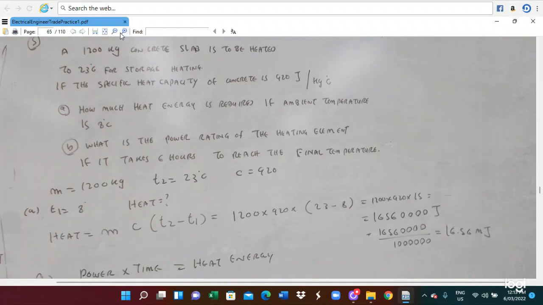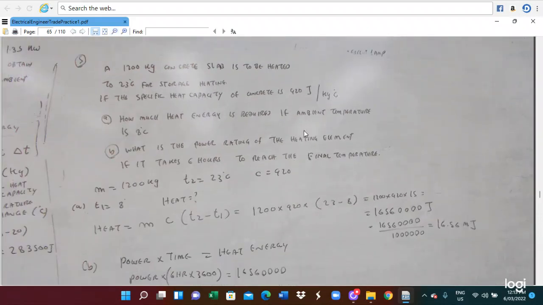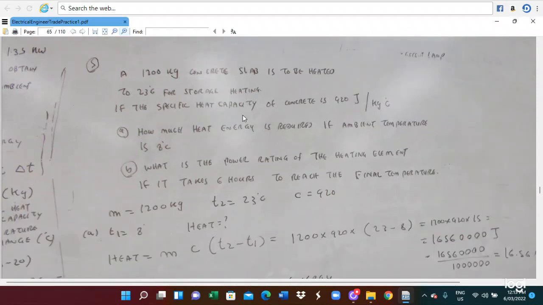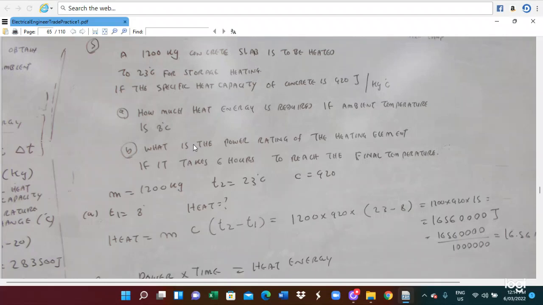And then another problem is a 1200 kilogram concrete slab is to be heated to 23 degrees from the storage heating. If the specific heat capacity of concrete is 920 joules per kilogram degree centigrade, how much heat energy is required if the ambient temperature is 8 degrees centigrade?